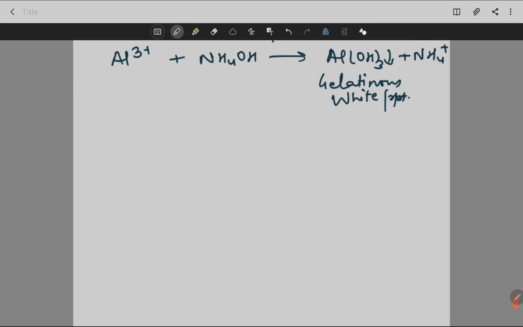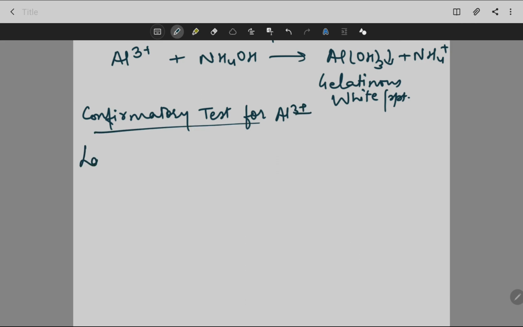Now, what are the confirmatory tests for aluminium, Al3+? Only one test basically we perform, which is a very famous test because of its name, that is Lake test. So how do we perform this Lake test? How do we perform the confirmatory test for aluminium? We take the white precipitate. White precipitate obtained above is dissolved in dilute HCl.